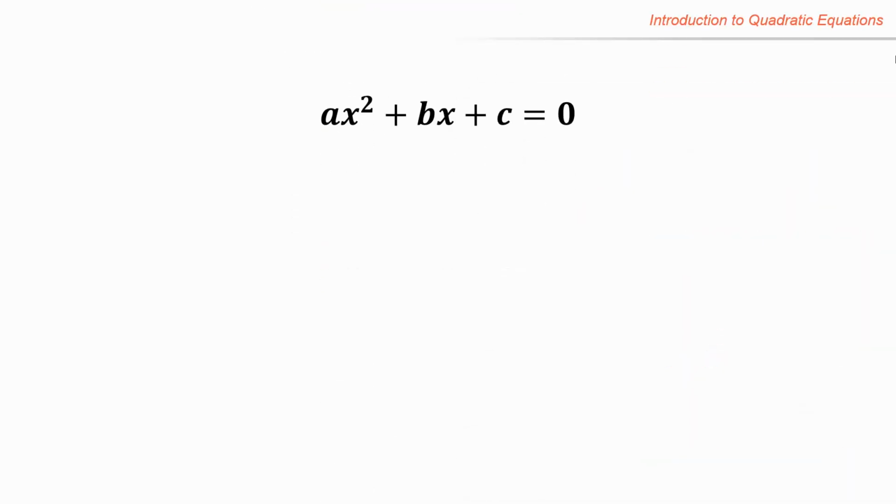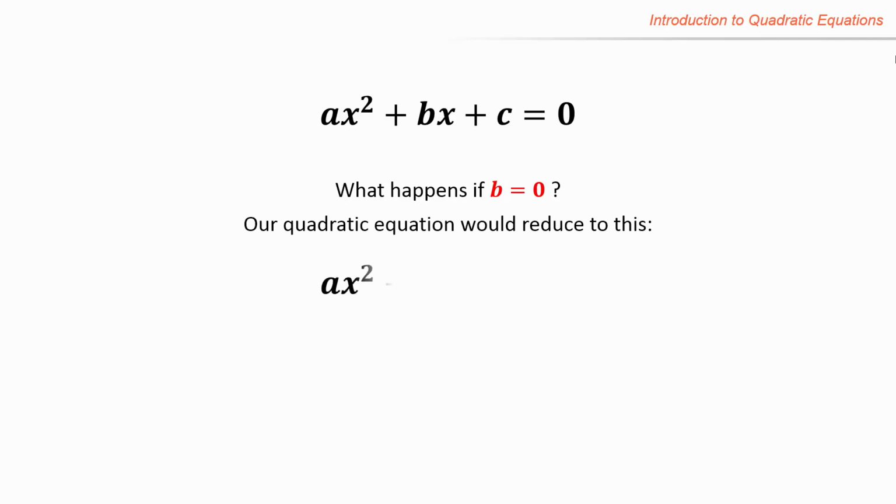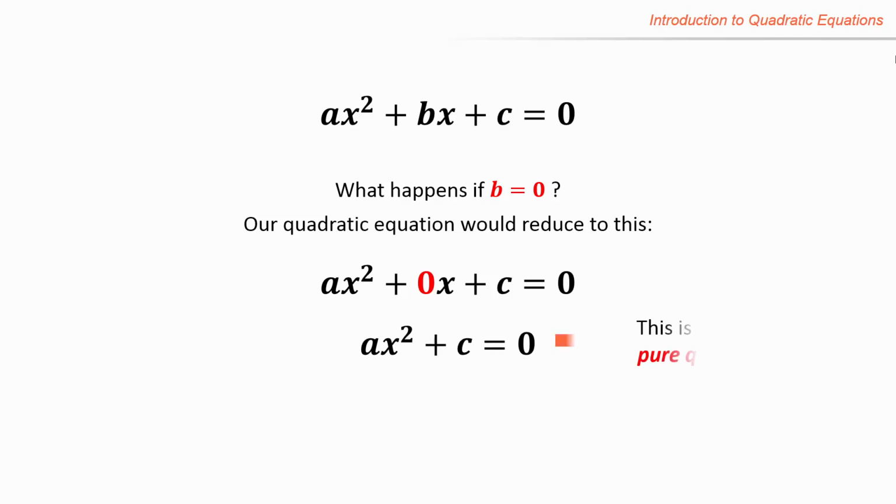Now, instead of a, what if b becomes 0? We will end up with such an equation. This is called a pure quadratic equation, since the linear term is 0.